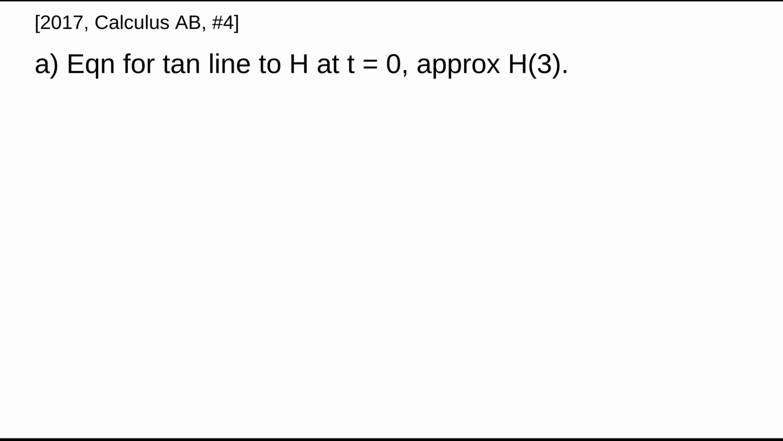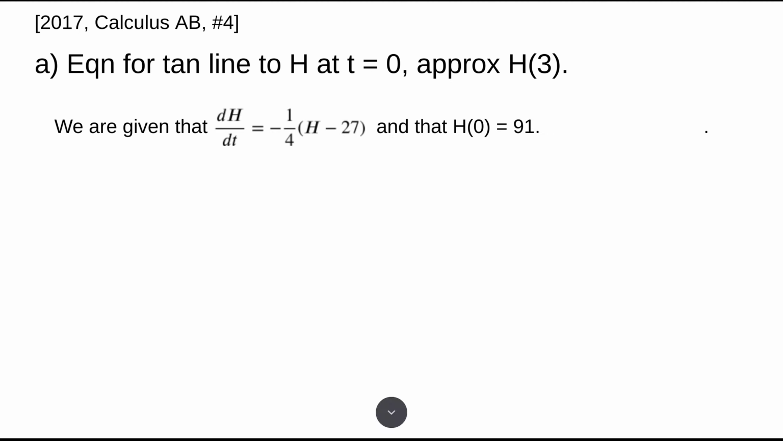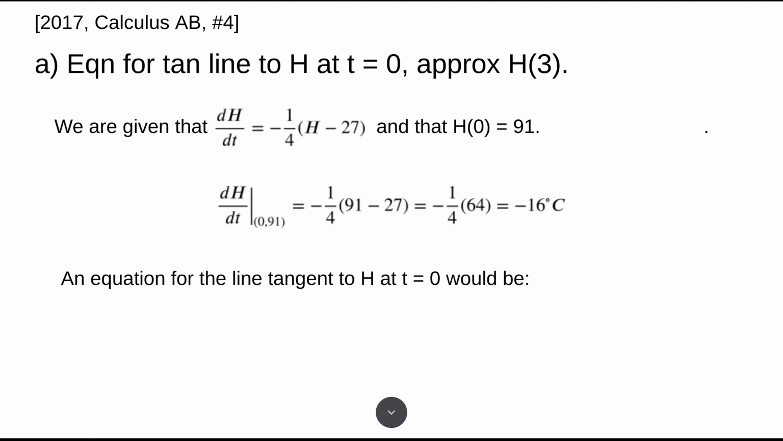In part A of the question, we are asked to write the equation for the tangent line to the function h at t equals 0 and use it to approximate h of 3. We're given in the question stem that dh/dt is negative 1/4 (h minus 27) and that h of 0 is equal to 91. So if I plug in 91 for h of 0, then dh/dt at (0, 91) would be negative 1/4 of whatever 91 minus 27 is, which happens to be 64. Negative 1/4 of 64 is negative 16 degrees Celsius. So that would be the slope of our tangent line at t equals 0.